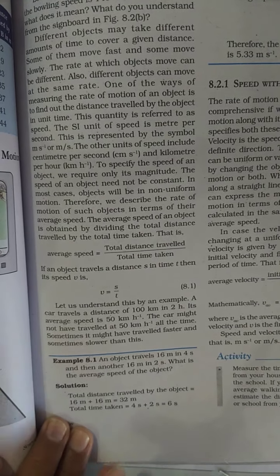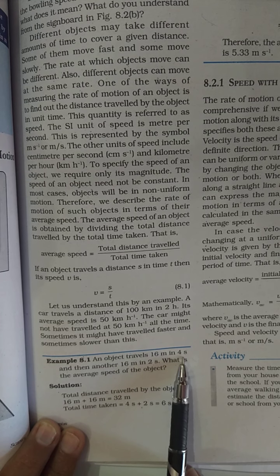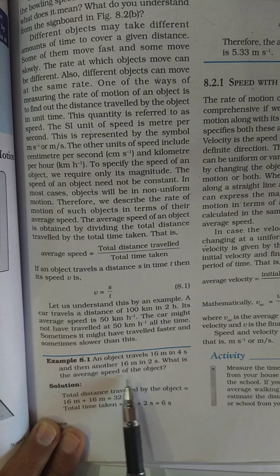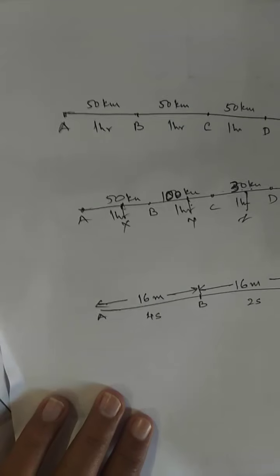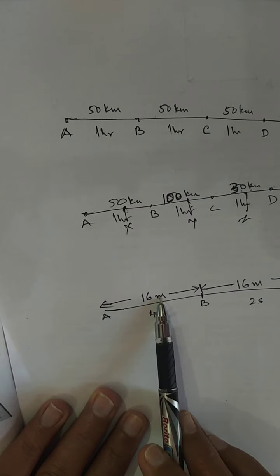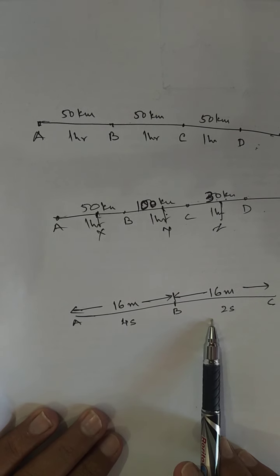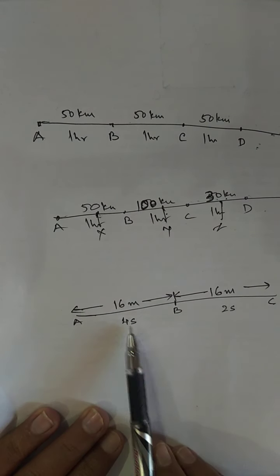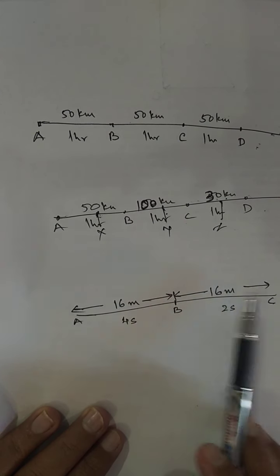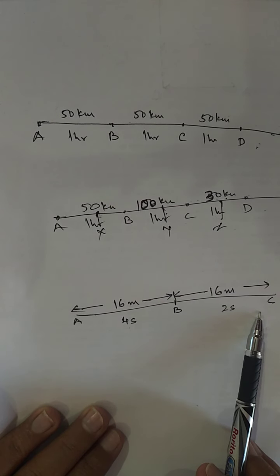This is your NCERT book. Example 8.1. An object travels 16 meter in 4 seconds and then another 16 meter in 2 seconds. What is the average speed of the object? We will see that the object has moved 16 meter in 4 seconds and next 16 meter in 2 seconds. So the average velocity is total distance traveled divided by total time. So total distance traveled will be 16 meter plus 16 meter, that is 32 meter, and total time will be 4 seconds plus 2 seconds, that is 6 seconds.